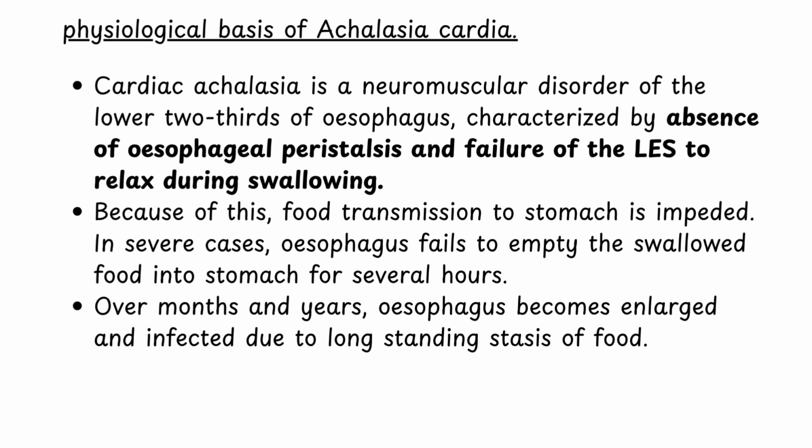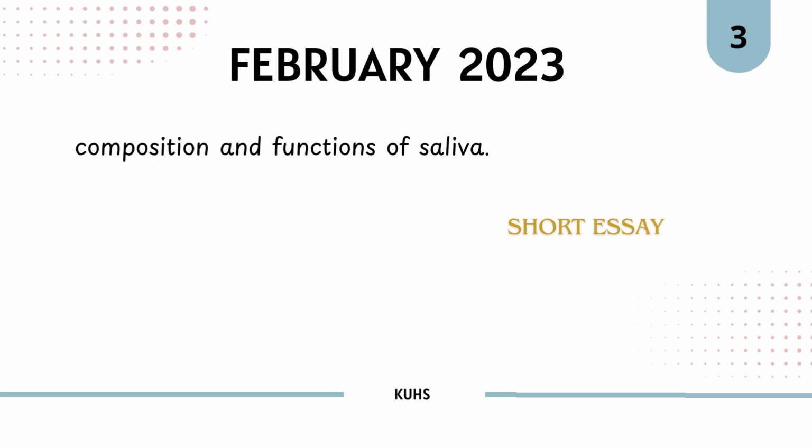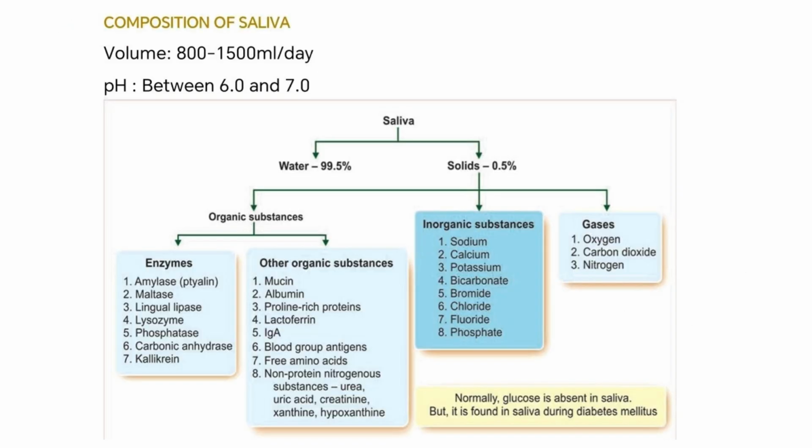Then the next question is asked as a short essay. Actually, from GIT, all the secretions like saliva, bile, gastric juice, HCl, all their functions, then their regulation, these are important. For saliva, the composition and function of saliva is most frequently asked as a short essay.